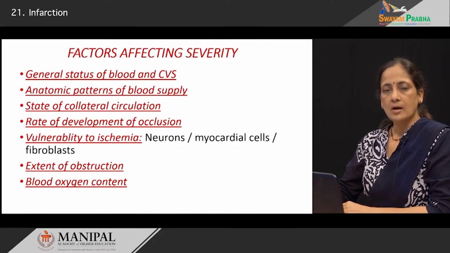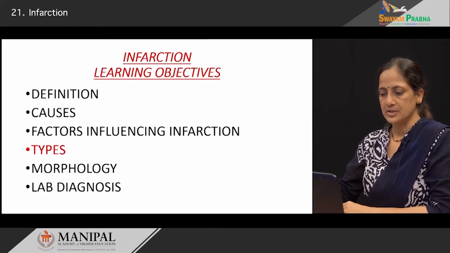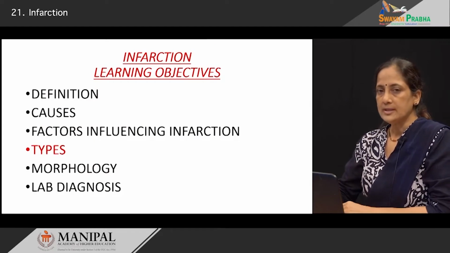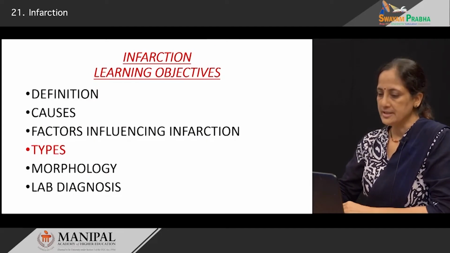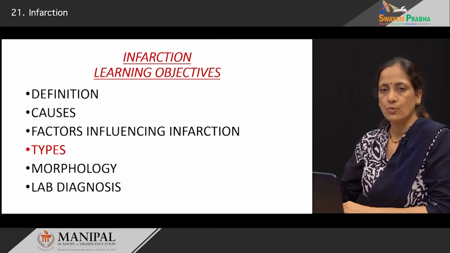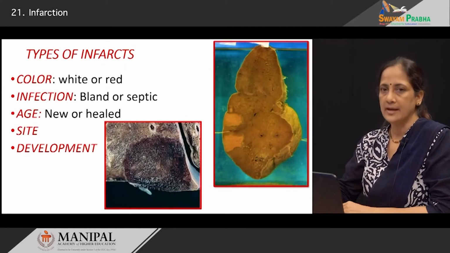The infarcts are of different types when different characteristics are taken into consideration. If we look at the color of the infarct, traditionally infarcts are divided into white infarcts and red infarcts. The white infarcts are also known as pale infarcts. The red infarcts are also known as hemorrhagic infarcts.